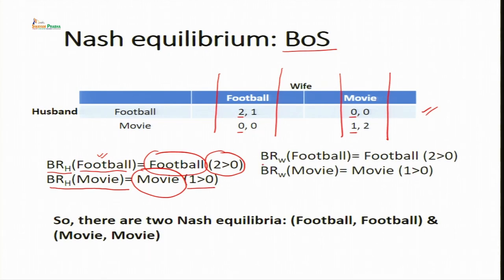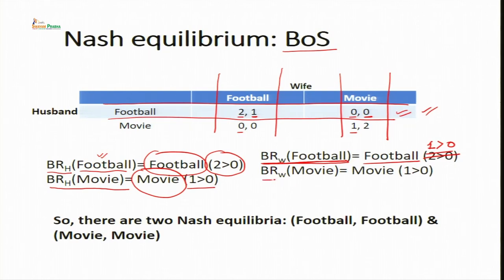So, basically BR of wife for football. The idea is the best response of the wife when the husband chooses football. Clearly the husband chooses football, that means we are in this row, and then when the wife chooses football, she gets 1, when the wife chooses movie, she gets 0. Clearly 1 is more than 0. So football is the best response for the wife when the husband plays football.